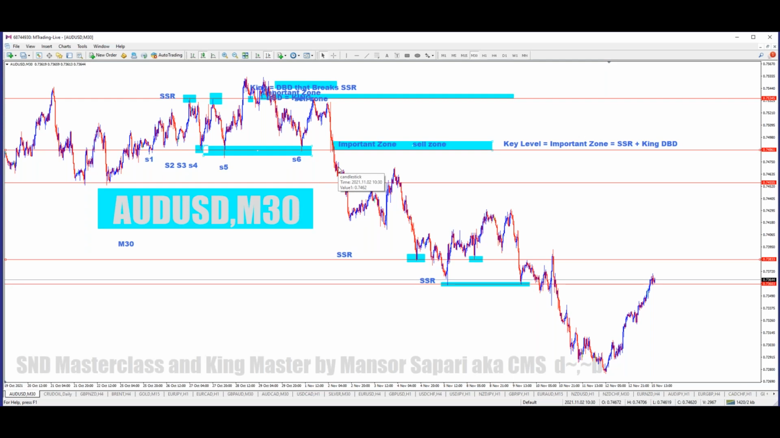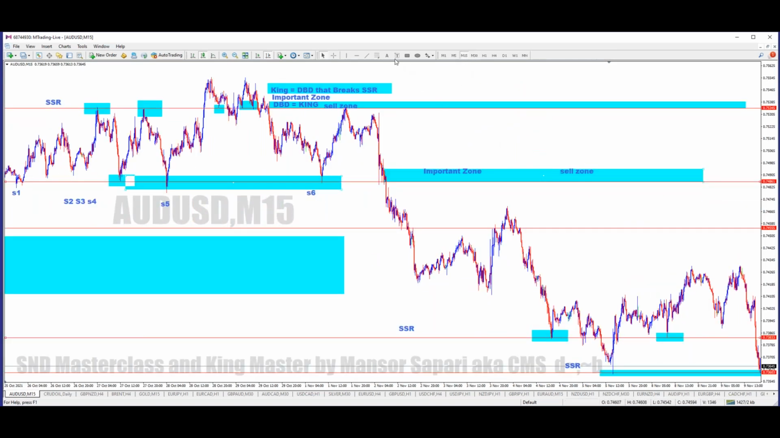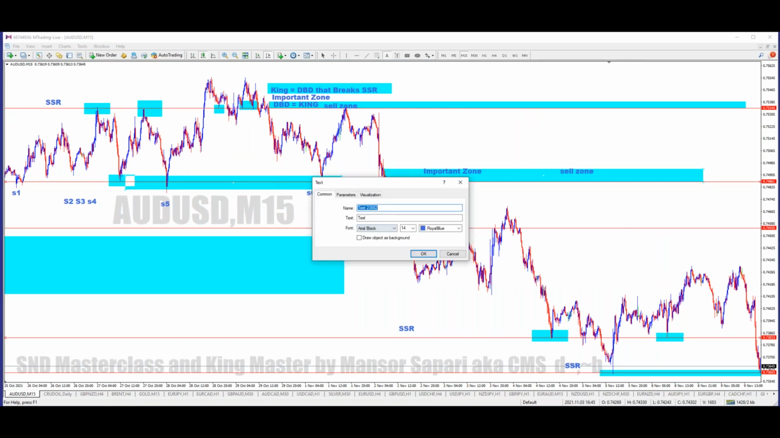Okay, should we wait when price comes back and see confirmation? Okay, of course. When price comes back, we will wait for confirmation, what we call price action.